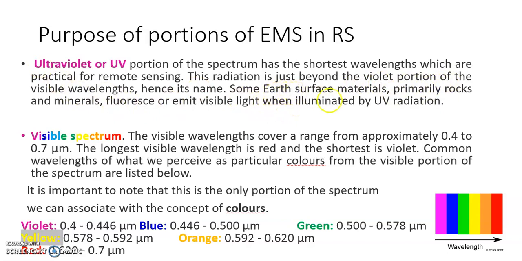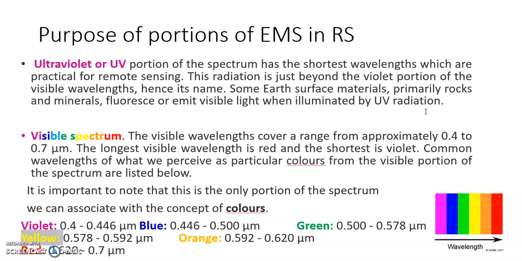Now, some earth surface materials, typically rocks and minerals, will emit certain visible light when illuminated by UV radiation. That is the only application of this UV portion of the EMS. In fact, this has very limited use in remote sensing. However, it can be used.